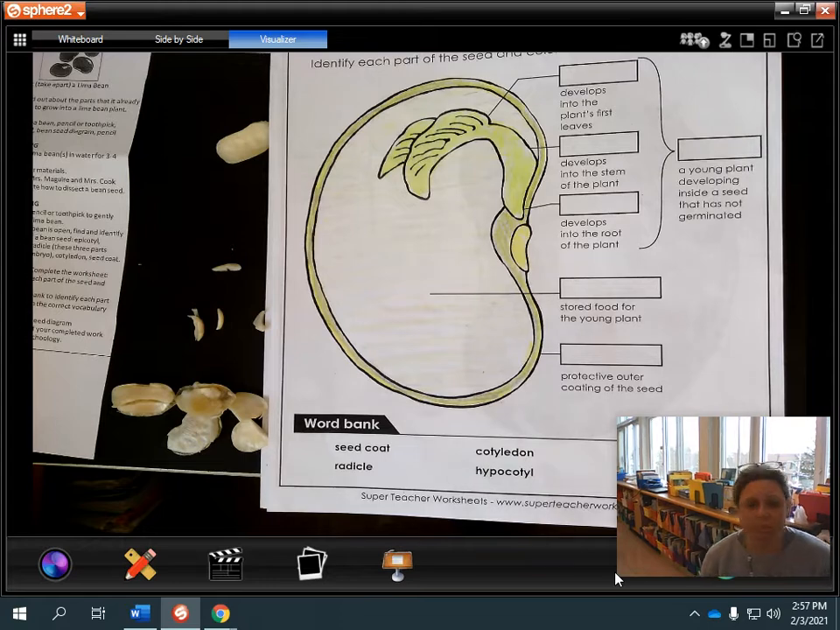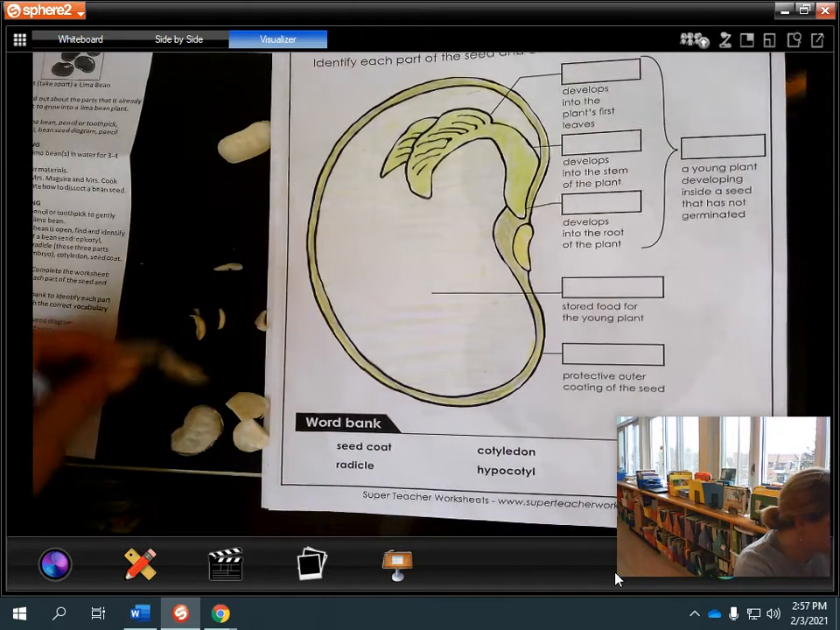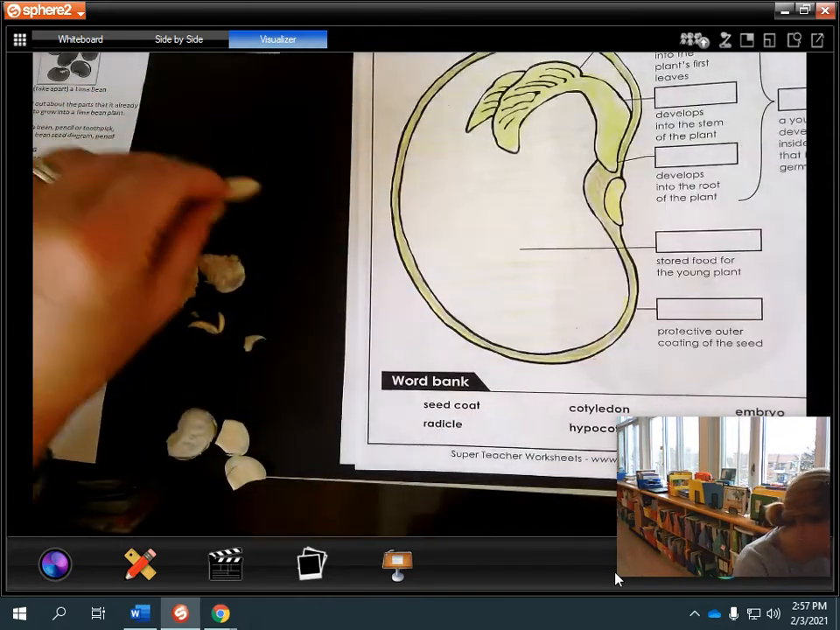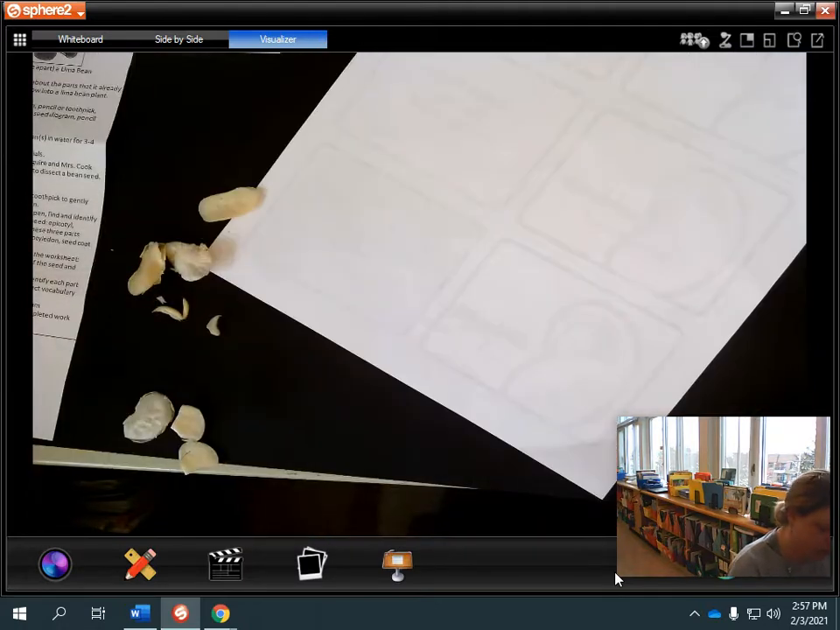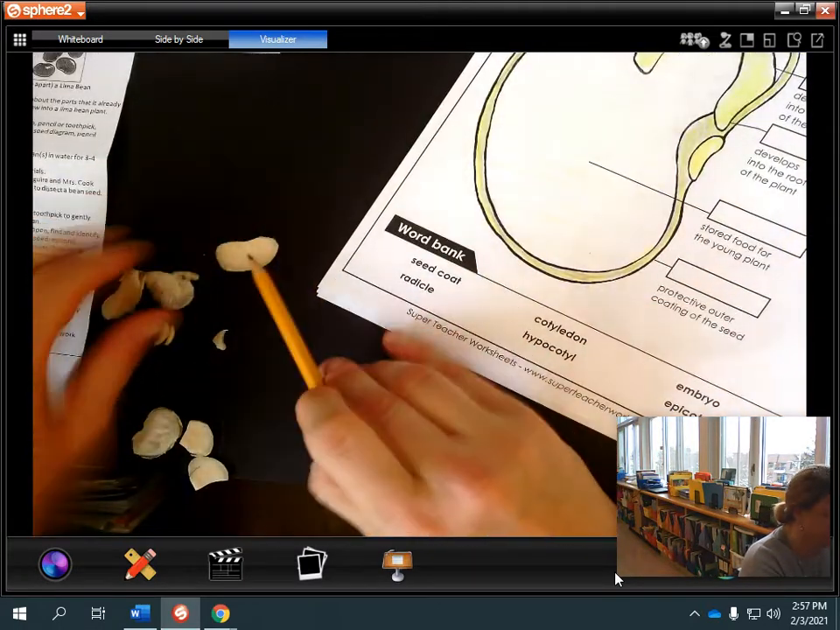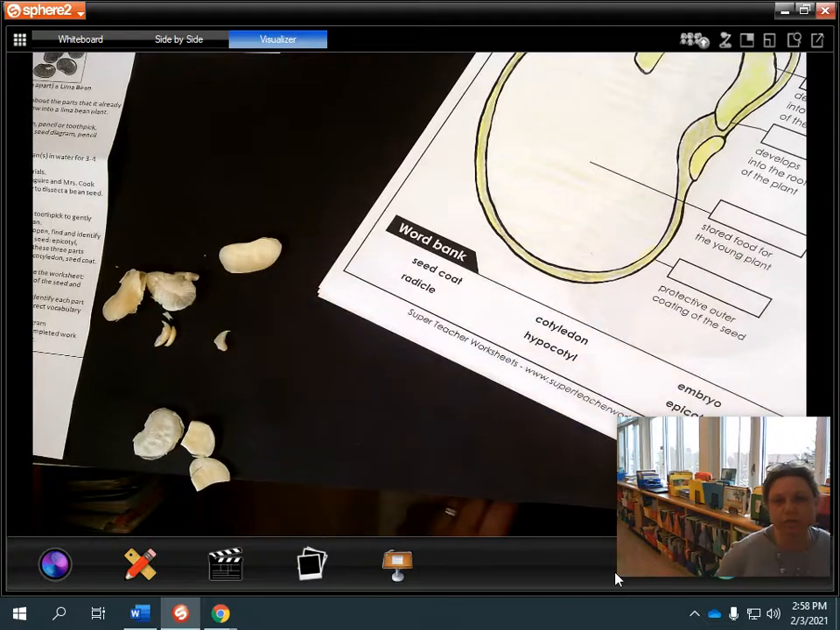And so when we think about a bean seed, what is the function, what is the purpose of the cotyledon, right? The cotyledon stores food for the young plant. So how does that help a plant survive?